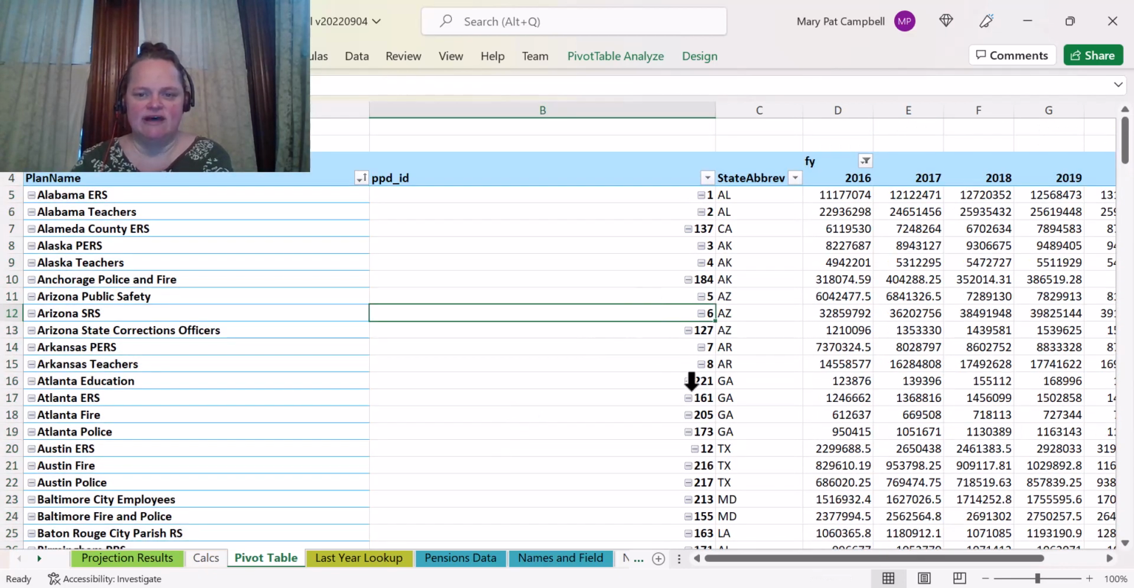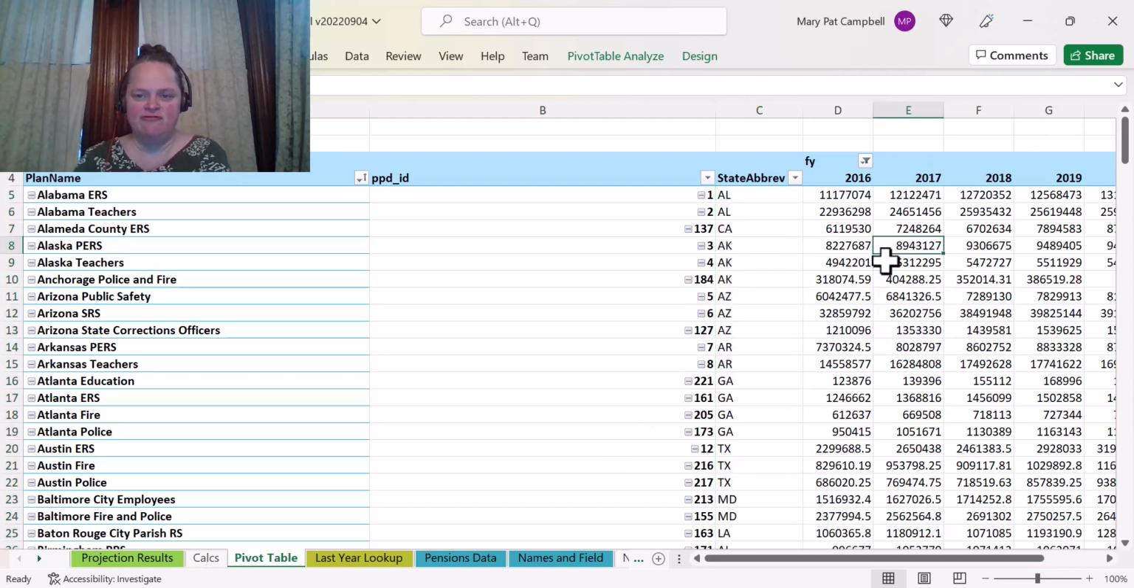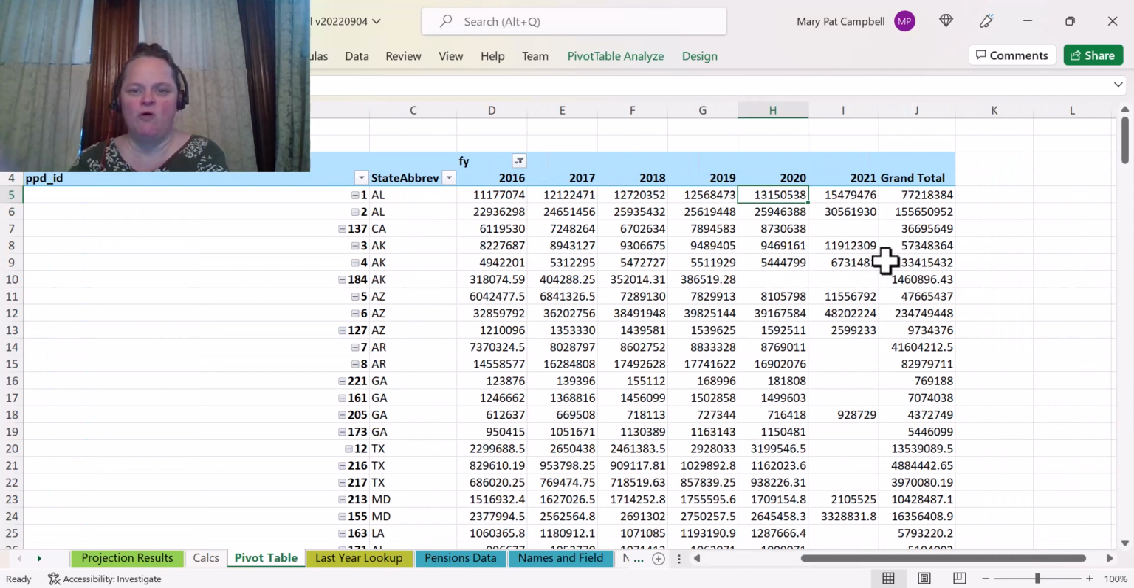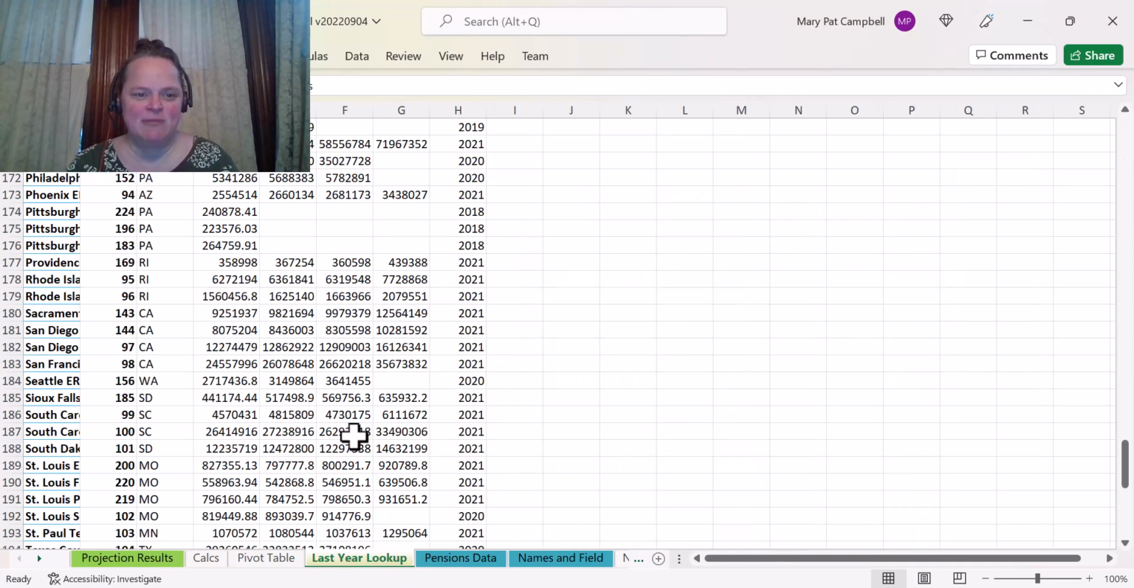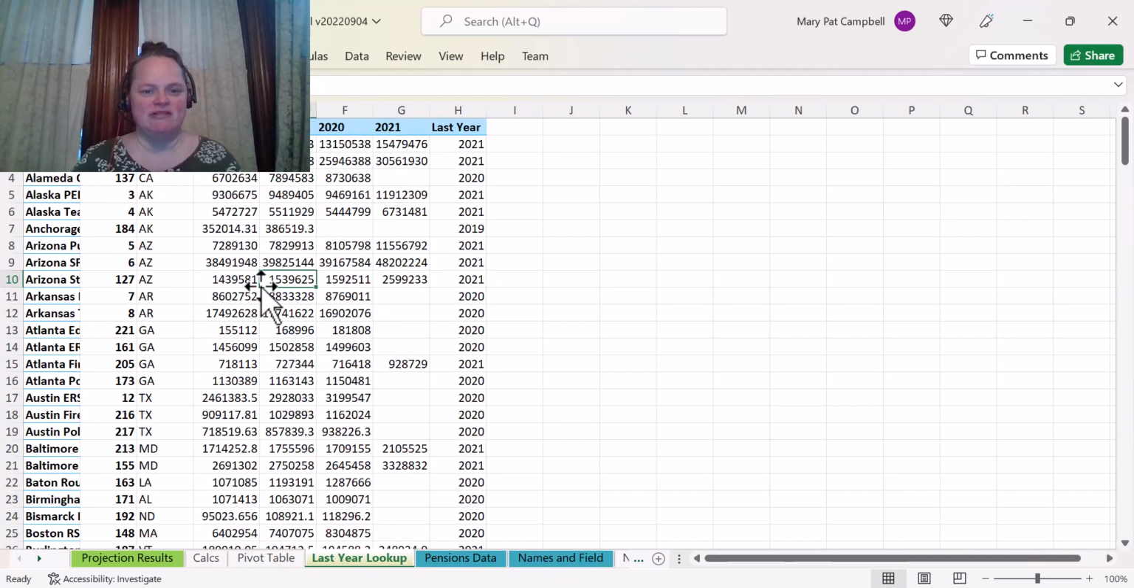It has the ID that is from the public pension plans database, the state for each of these, and then FY is fiscal year. I just did 2016 through 2021. The whole point and the reason I was looking at this is for the next tab, last year lookup, where I was figuring out what the last year for each of these was.